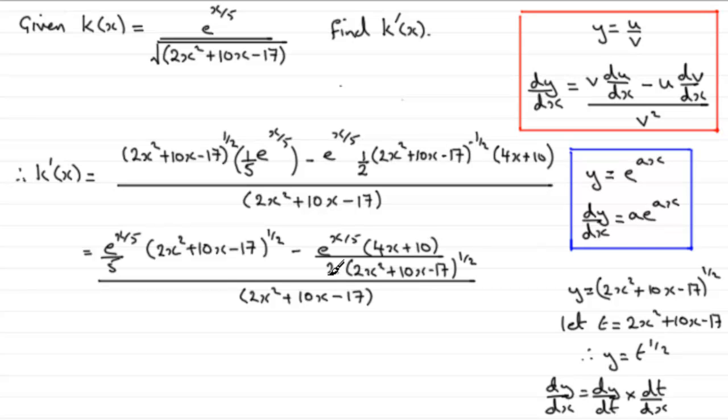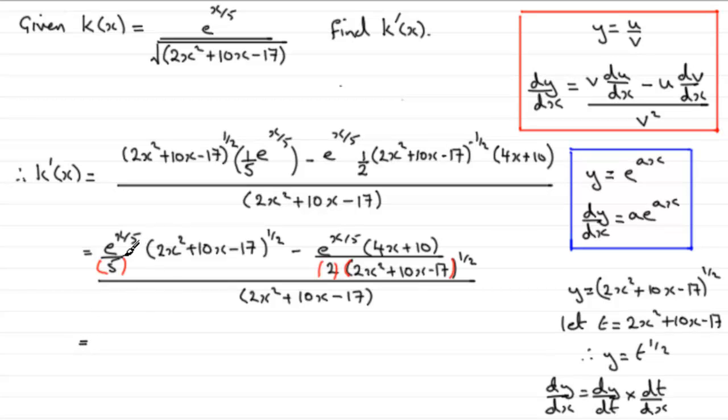Now we need to get rid of these awkward fractions. I'm just going to highlight them in red. We need to get rid of the 5. We need to get rid of the 2, and we also need to get rid of the 2x squared plus 10x minus 17 to the power a half. And to do that, I need to get rid of the 5 and the 2 by multiplying by something that 5 and 2 go into, and that is a 10. So I'm going to multiply top and bottom by 10, and also by 2x squared plus 10x minus 17 to the power half. So what is that going to give me?